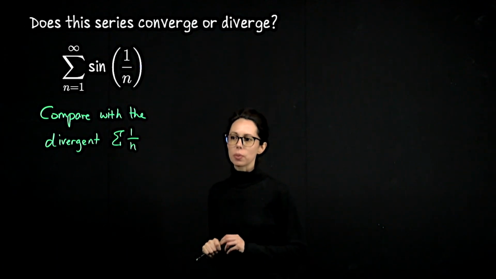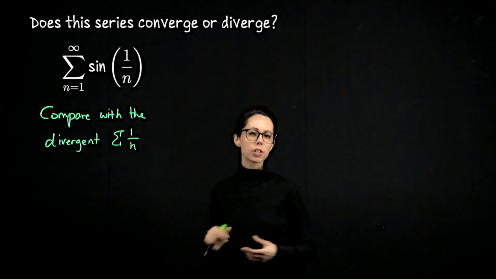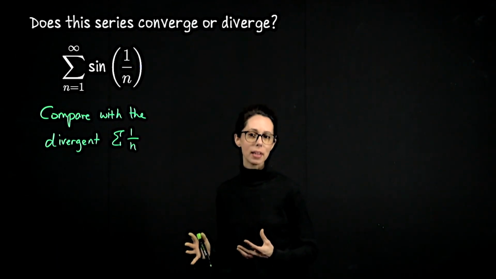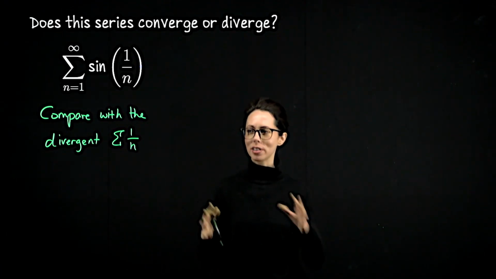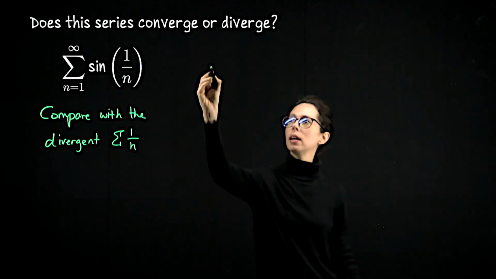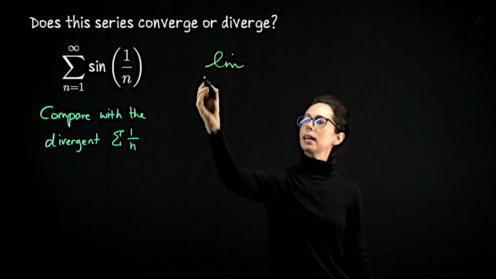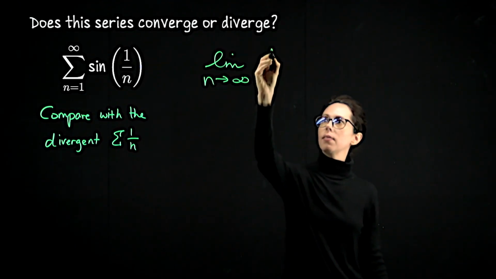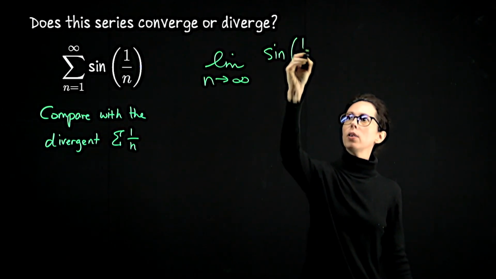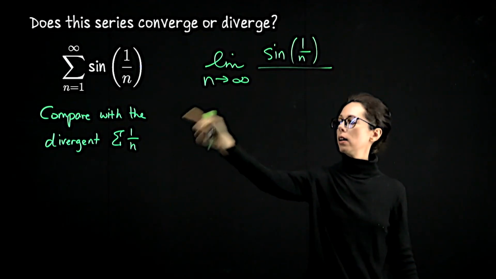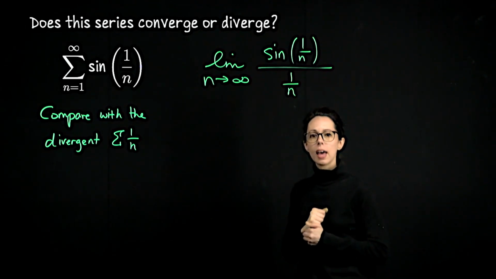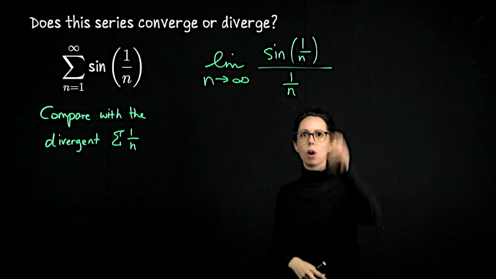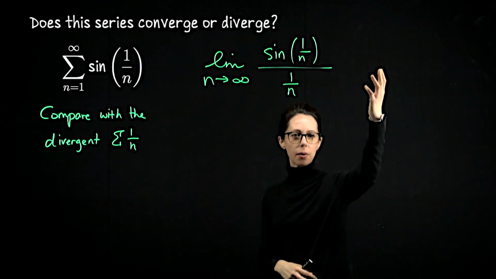Being able to do this limit comparison test effectively requires you to remember a known limit about the sine of an angle divided by the angle as the angle approaches 0. Let me set up and compute the limit. So we want the limit as n goes to infinity of the sine of 1 over n divided by 1 over n. As n goes to infinity, 1 over n goes to 0.